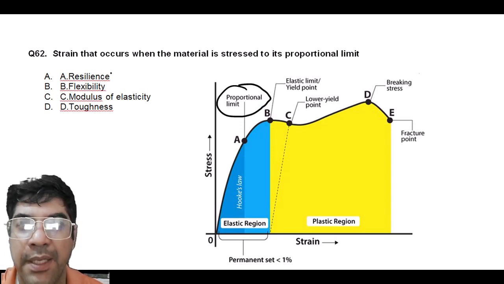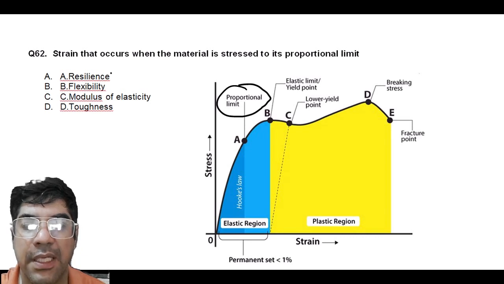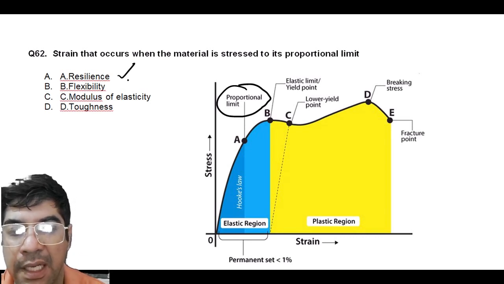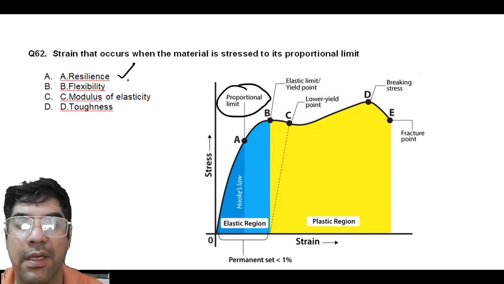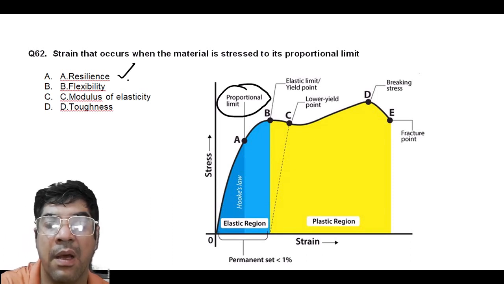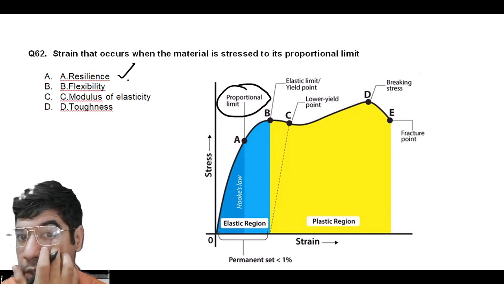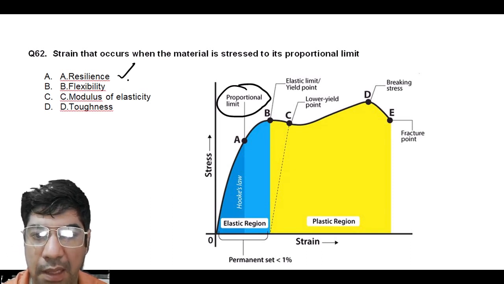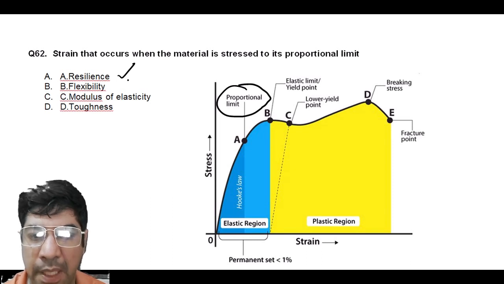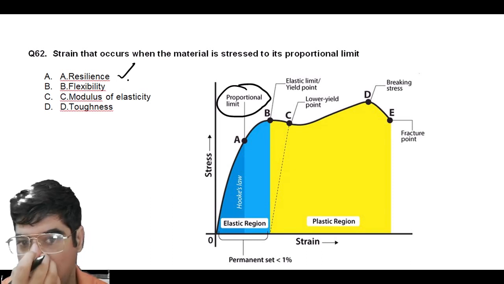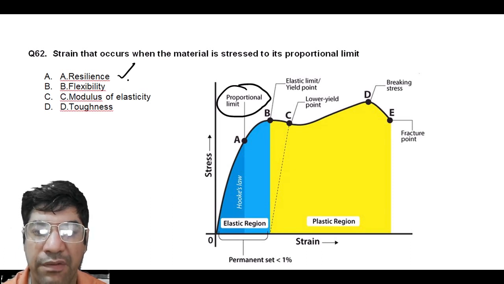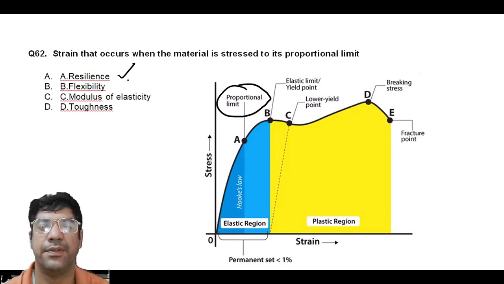Resilience, it is the ability of the material to absorb energy when deformed elastically and then release that energy upon unloading. It is measured by the area under the elastic portion of the stress strain curve. Flexibility refers to the ability of material to bend or deform without breaking. Toughness is the measure of material's ability to absorb energy to the point of fracture, and again it is represented by the total area under the entire stress strain curve.